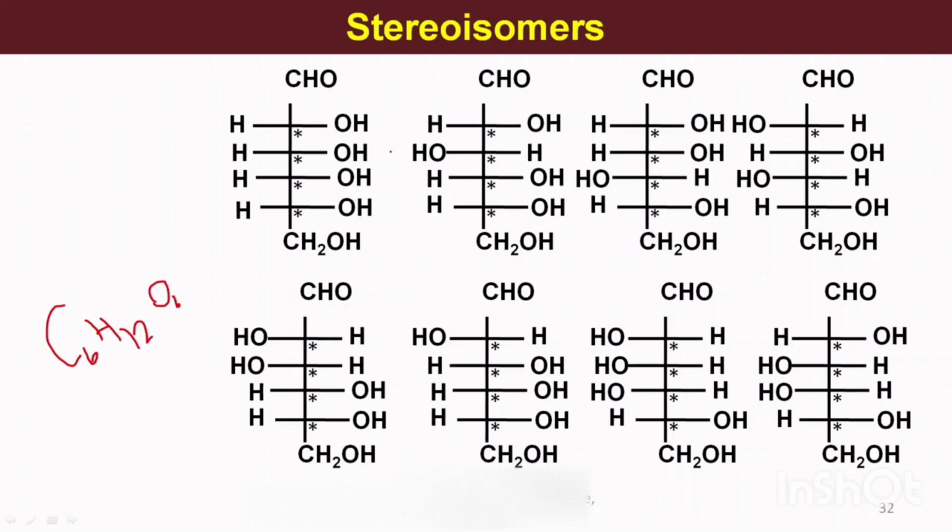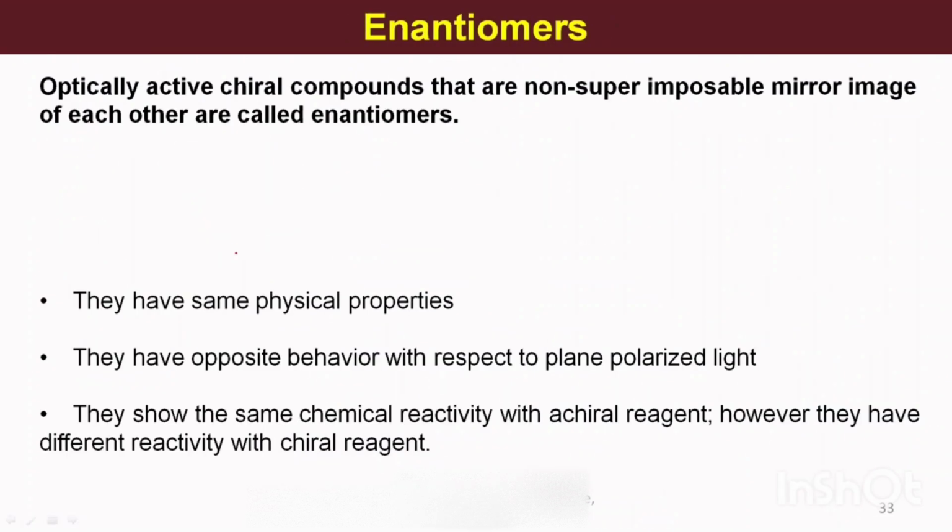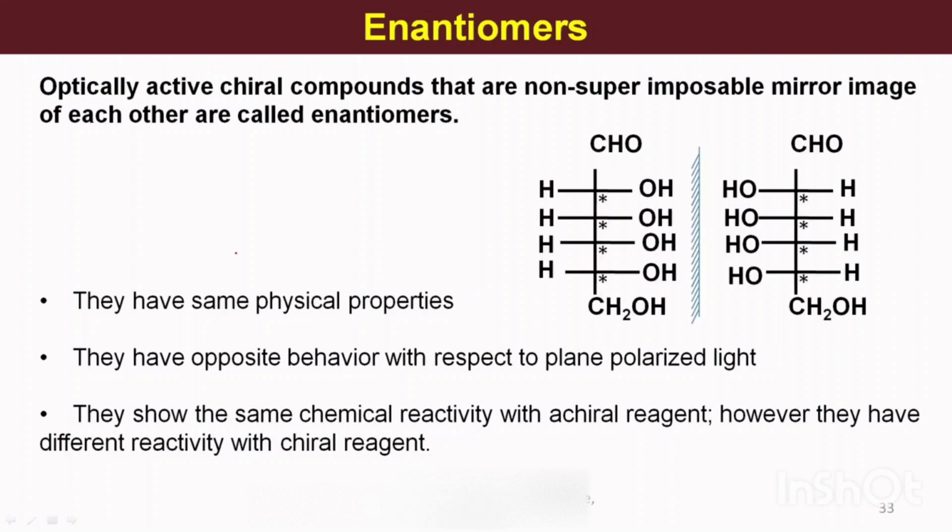Optically active chiral compounds that are non-superimposable mirror images of each other are called enantiomers. Enantiomers always exist in pairs. Hence, D-glucose and L-glucose are enantiomers. Enantiomers are molecules which are non-superimposable on their mirror images. Enantiomers have the same physical properties like boiling point, melting point, solubility, density, viscosity, refractive index, etc. Chemical properties in an achiral environment will also be the same. Each enantiomer has opposite behavior with respect to plane polarized light, and the chemical reactivity will be different in a chiral environment.